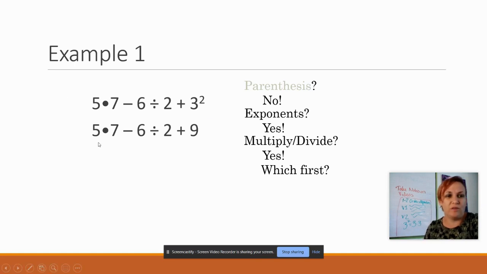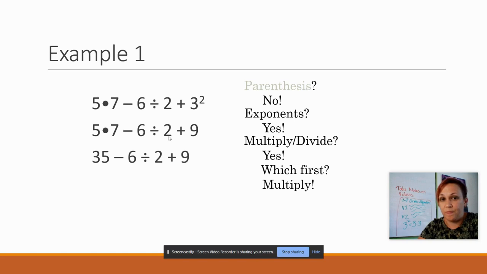Starting at the very beginning of the problem, the first symbol I see is a multiplication symbol. Since the multiplication appears first in this problem, I will do multiplying first. And that's the only thing I'm going to do right now. I'm going to figure out what 5 times 7 is, and everything else is going to stay the same. So I have 35. That's 5 times 7. And then I'm going to keep going with the problem. Minus 6 divided by 2 plus 9.